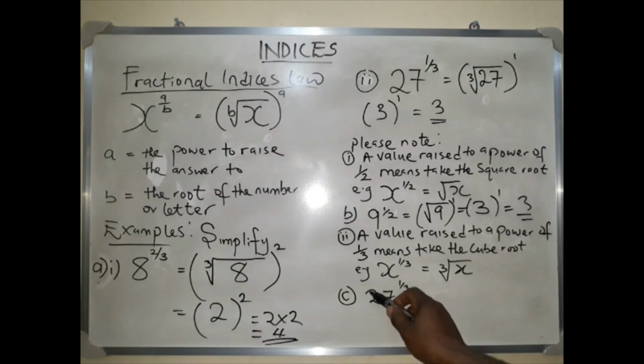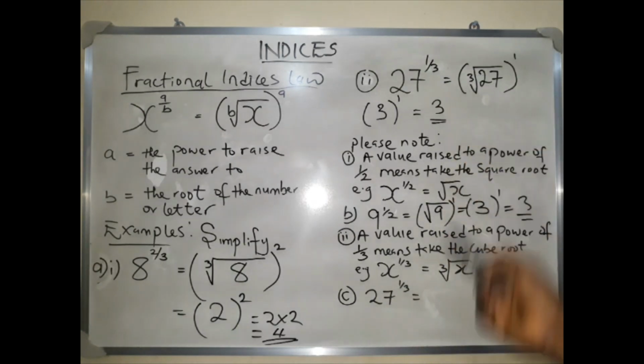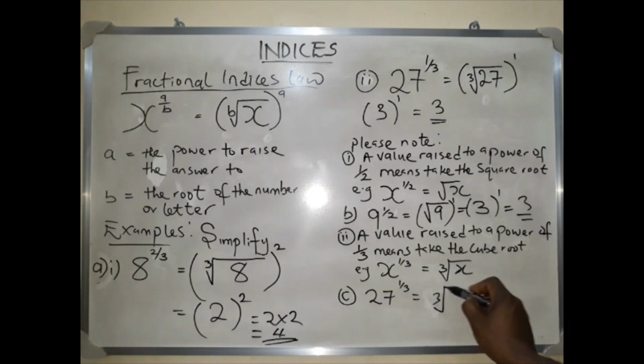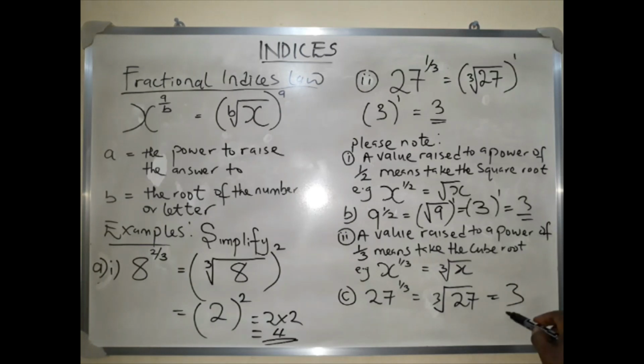So in this case, we have 27 raised to power 1 over 3. We've already done it here. You just find the cube root of 27, which will give you 3. We have 1 here. If you want to raise it to power 1, it will give you the same answer. So that will be your answer.